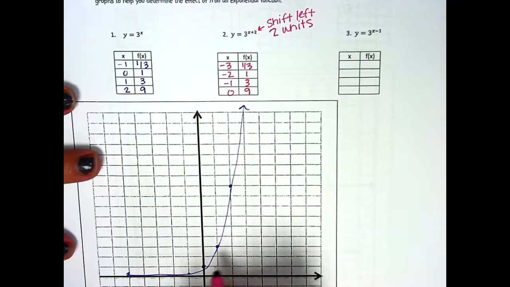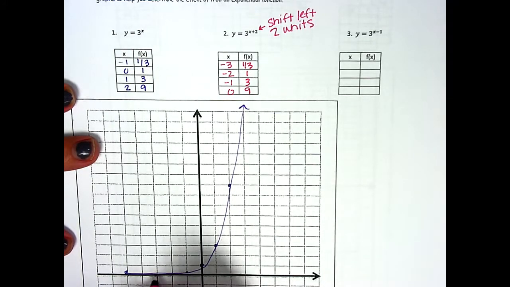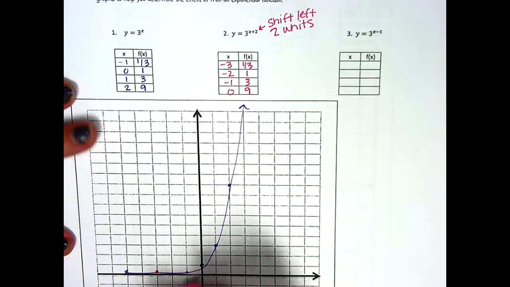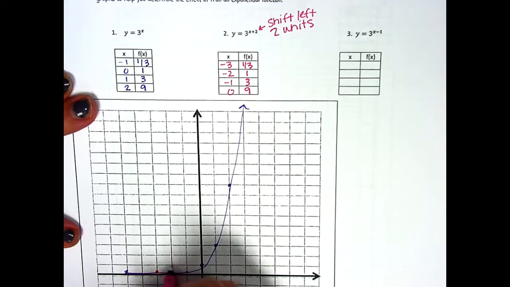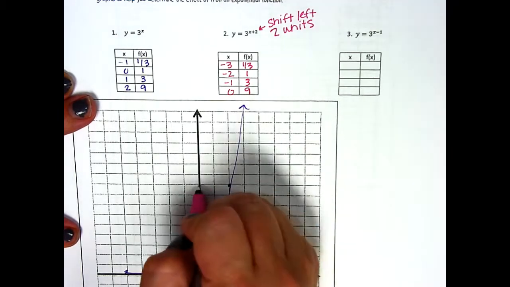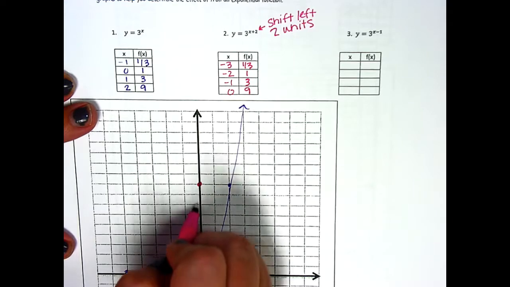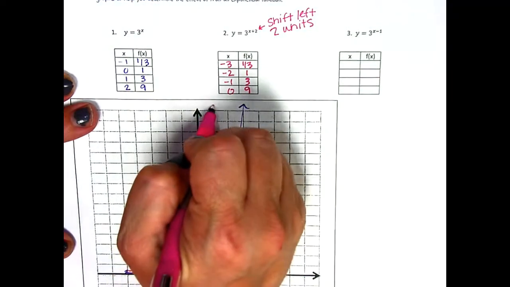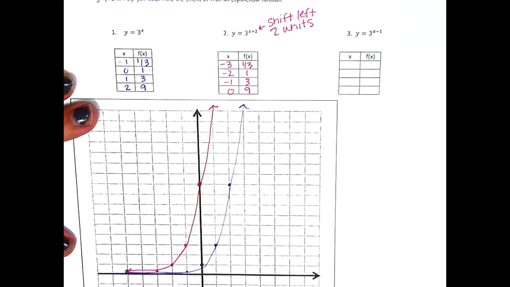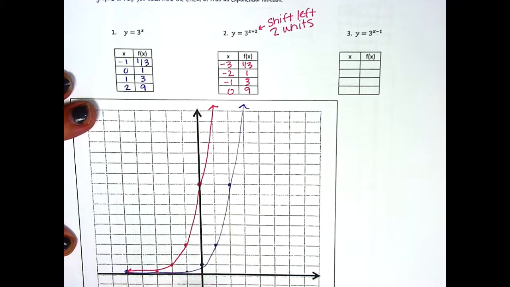So I'm going to go ahead and graph those. So I have -3, 1/3, -2, 1, -1, 3, and 0, 9. And as you can see, every point went 2 to the left.